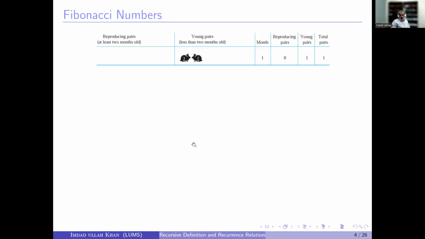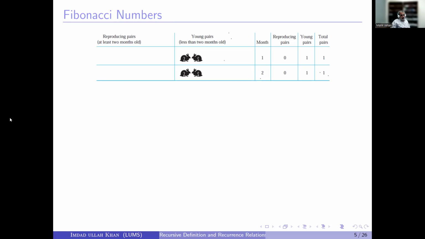So let's try to put these facts into a table. Each row is counting the number of months. When we are in the first month, we have a young pair of rabbits who are less than 2 months old. So the reproducing pairs are 0 because rabbits will start reproducing when they are 2 months old. There's only one young pair, and that is our total number of pairs. In the next month, month 2, our number of reproducing pairs is still 0, and the number of young pairs is 1 because none of them reproduced. So our total number of pairs is still 1.